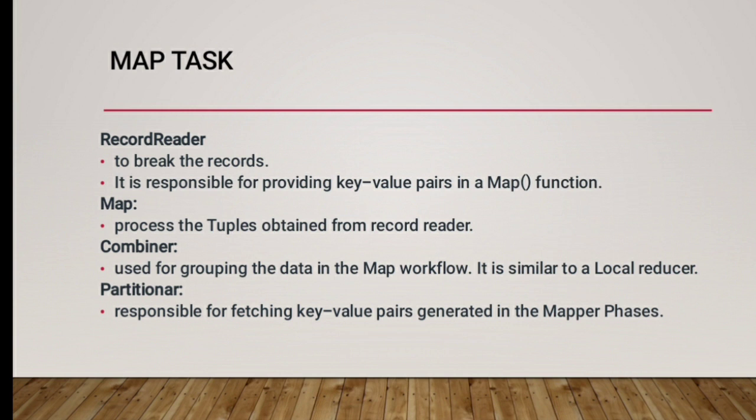A map is nothing but a user-defined function whose work is to process the tuples obtained from the record reader. The map function either does not generate any key value pair or generates multiple pairs of these tuples. Combiner is used for grouping the data in the map workflow. It is similar to a local reducer. The intermediate key value pairs that are generated in the map are combined with the help of this combiner. Using a combiner is not necessary as it is optional.